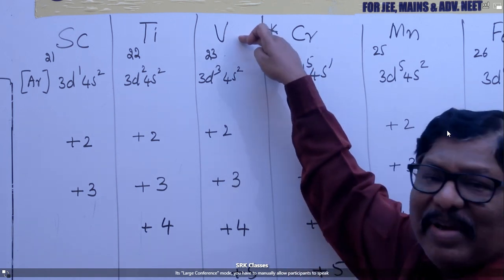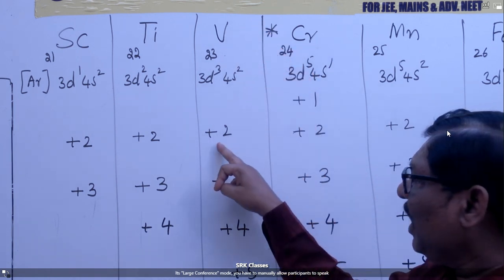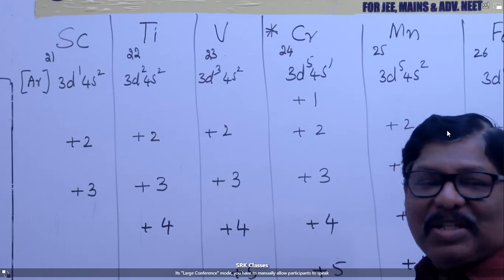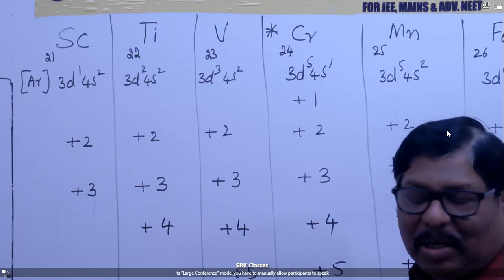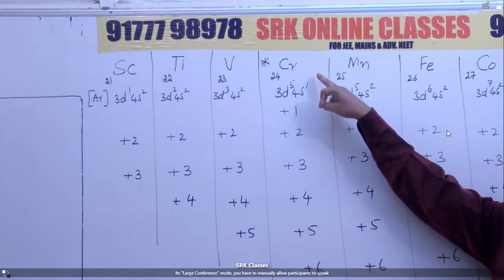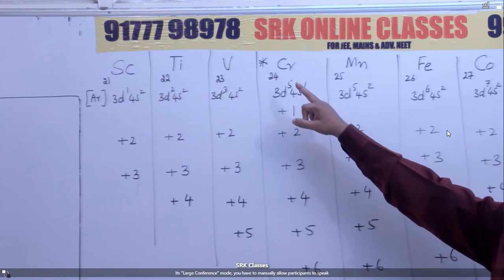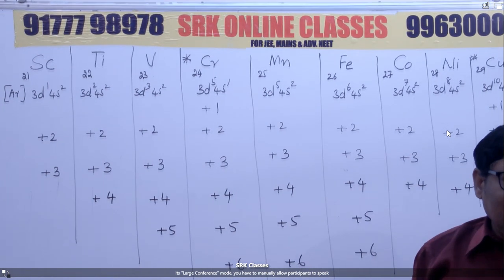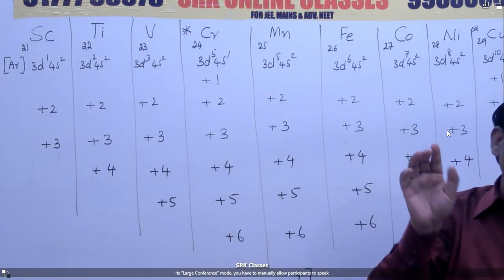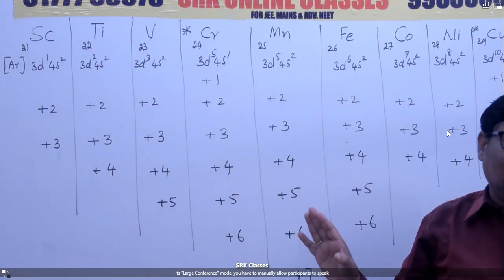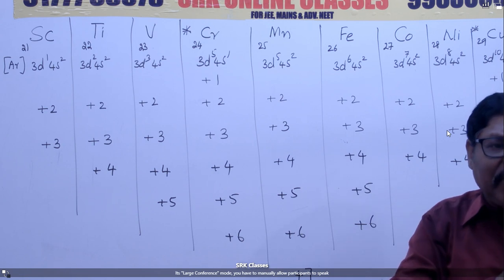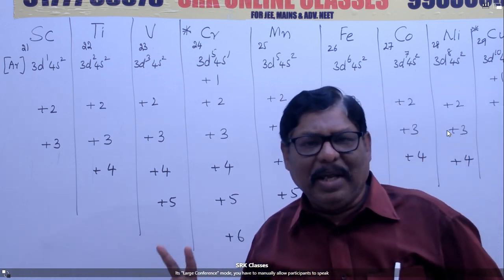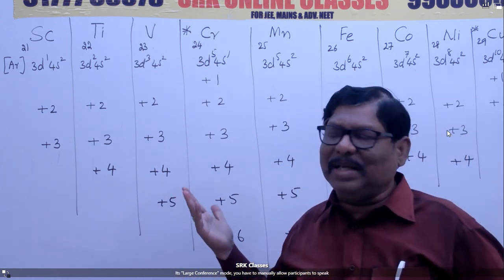Look at the next one, vanadium. Here, +2, +3, +4 and +5 oxidation states are possible. Now, the next one is chromium. Chromium shows an abnormal electronic configuration. Remember, in 3d series elements, d4 configuration is not possible, and d9 configuration is also not possible. Except these two, the remaining you have to write as they are.